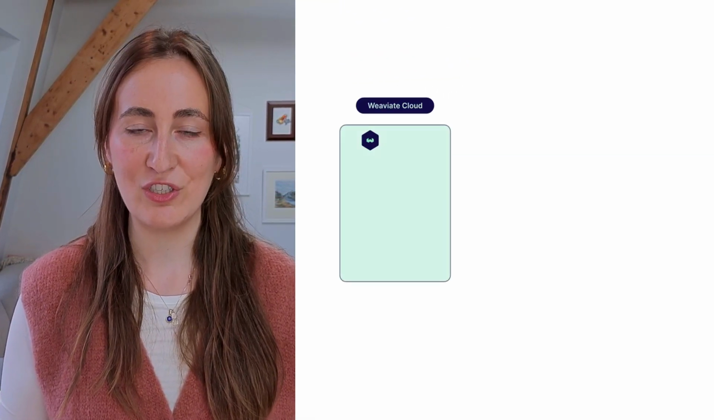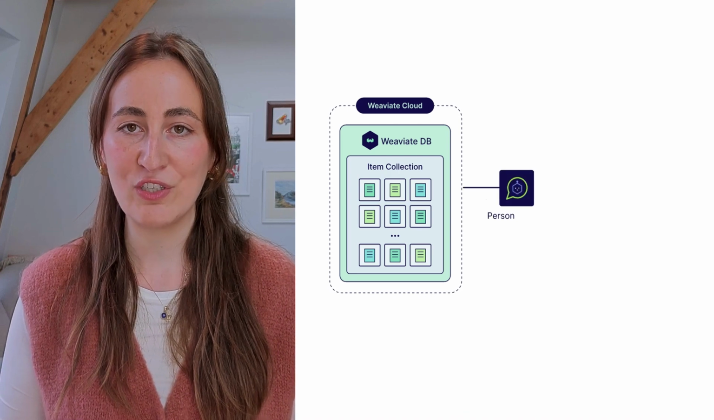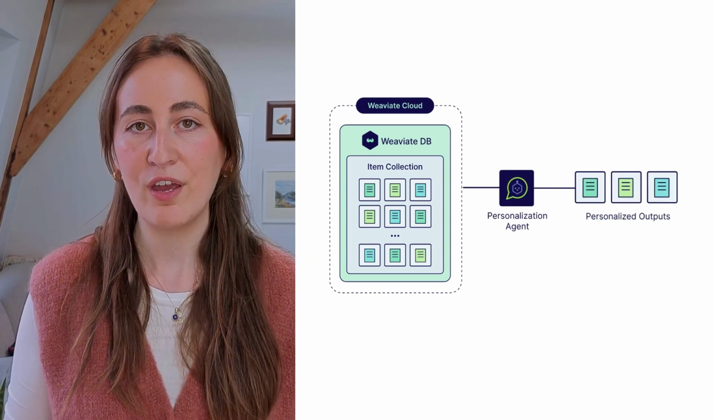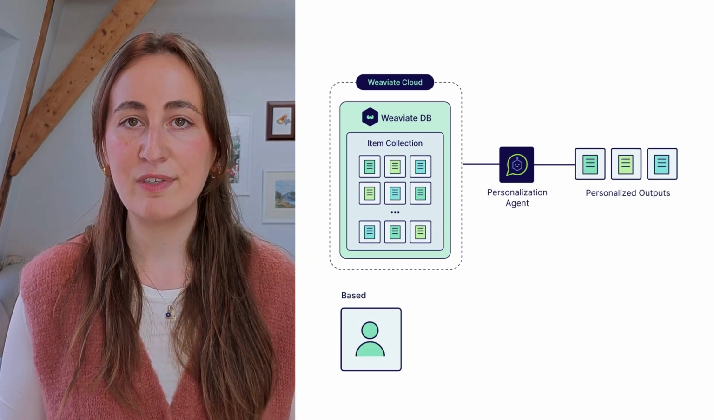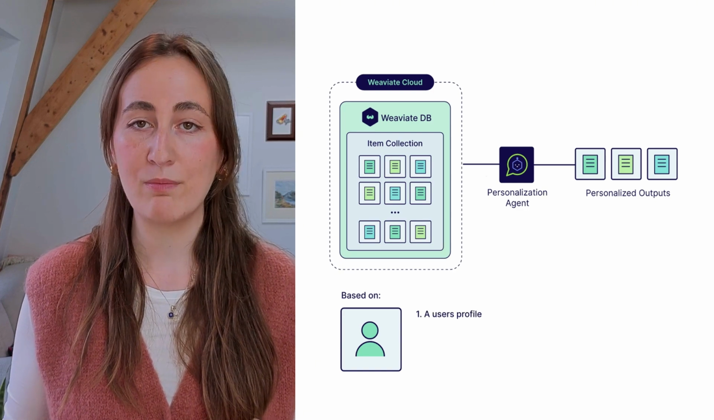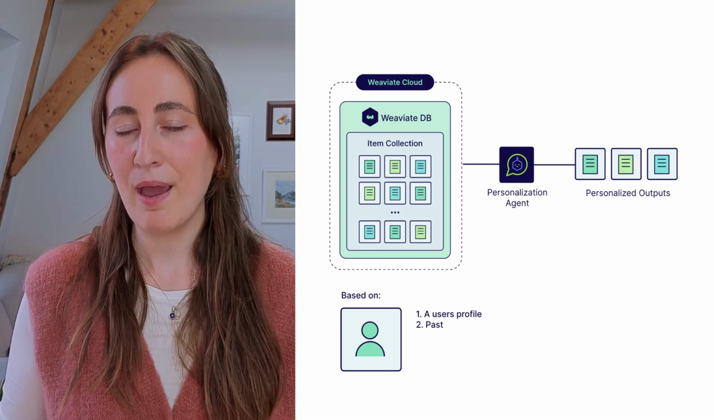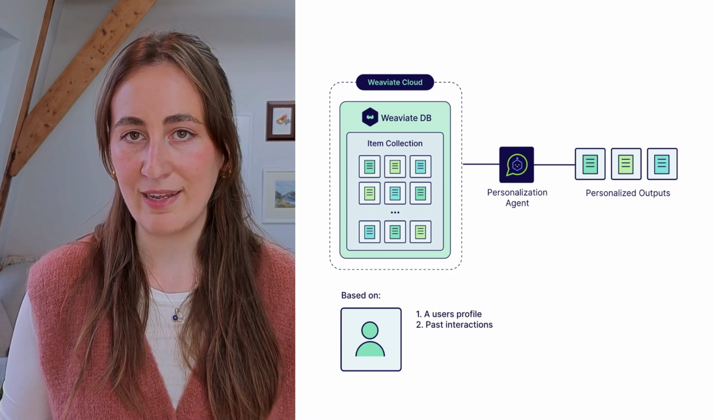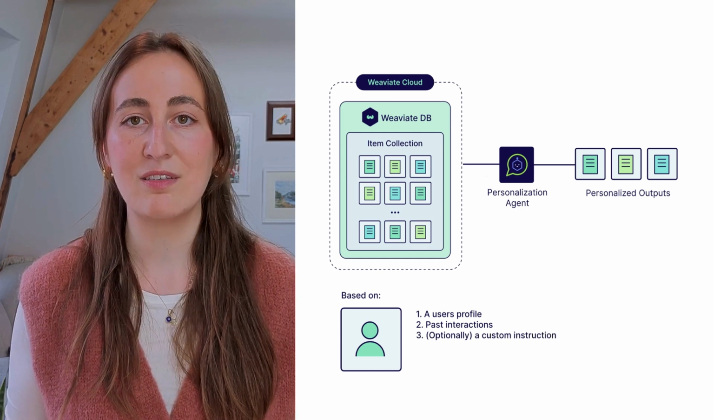This new service is our first step in providing truly personalized ranking and search for end users, making use of both classical machine learning and large language models. In this video, let's focus on one particular functionality of the personalization agent, where objects in a Weaviate collection are retrieved and ranked based on a user's profile that gives us some extra information about them that might be useful for our application, their past interactions with the entries in our collection, and optionally a custom instruction.